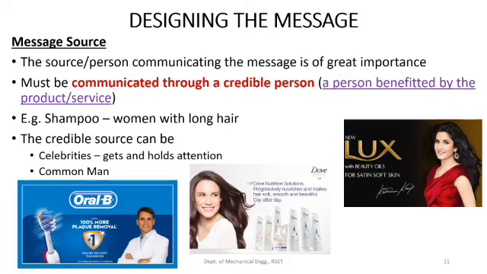So generally the message should be communicated through a credible person, and the credible person can be a celebrity, and when you use a celebrity as a credible person, it generally gets and holds attention much better than when you're using a common man as a credible person. Okay, so this is the last aspect of designing a good message, the message source. So while designing a message, you should keep in mind the message content, the message structure, the message format, and the message source. With this, we conclude lecture number 1 for module number 6. Thank you.